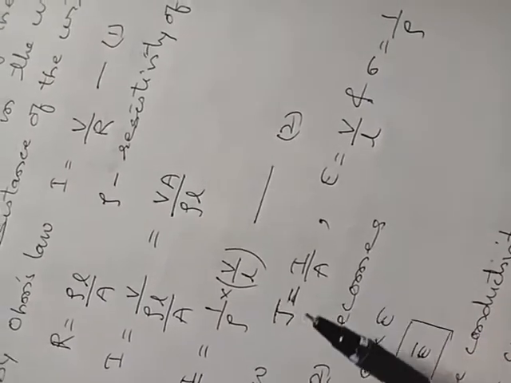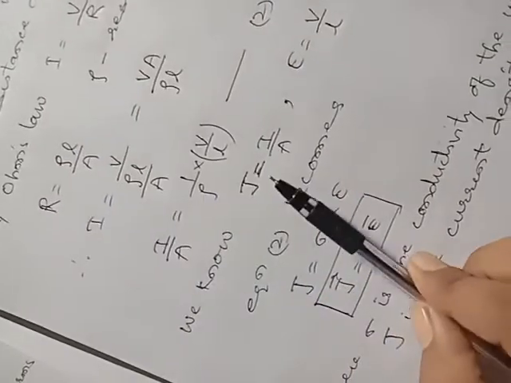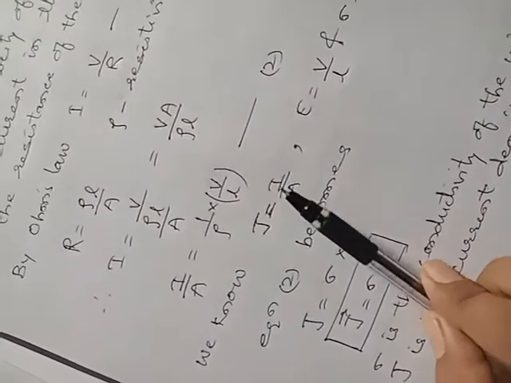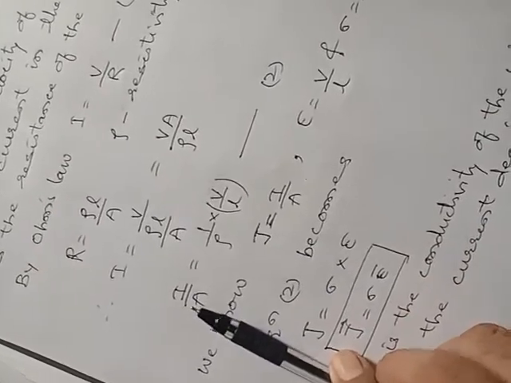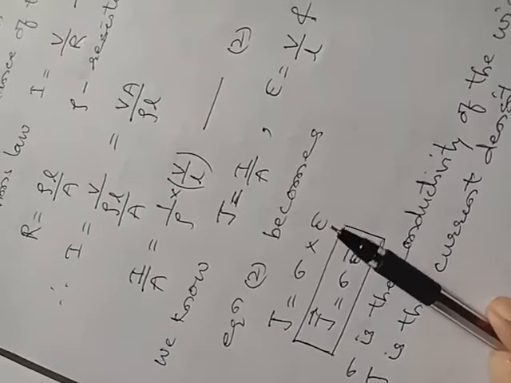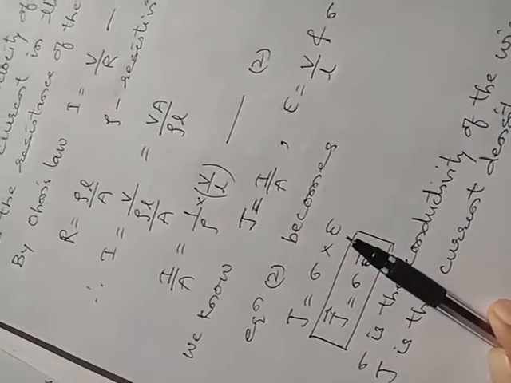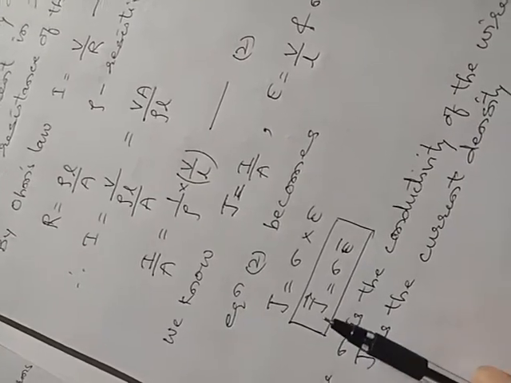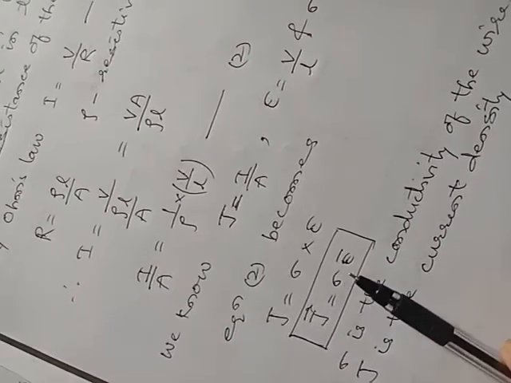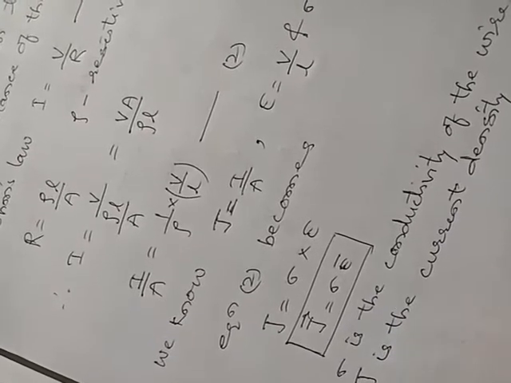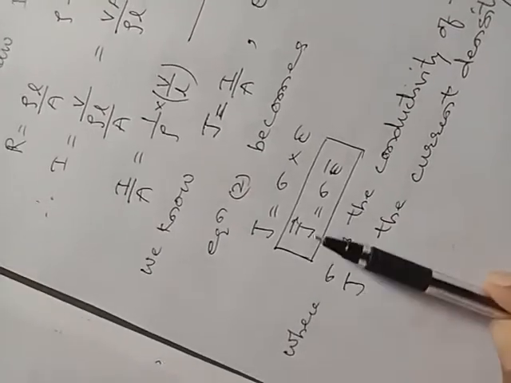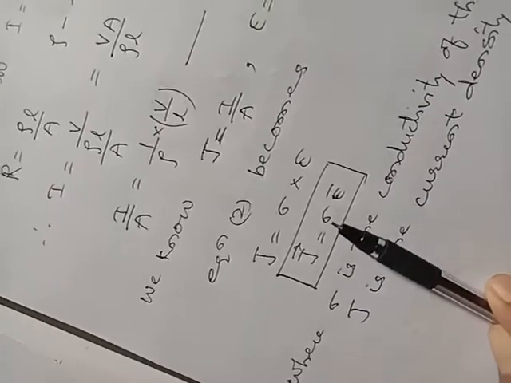Using these formulas we have to substitute the values. What is the value of I by A? It is J. Put this in equation 2. So equation 2 will become J is equal to sigma into E. Sigma is called the conductivity. E is called the electric field. In vector form this formula is given by J vector is equal to sigma into E vector. So here we have derived the relation for current density.